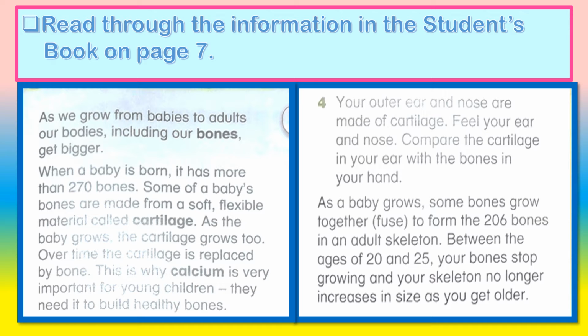As a baby grows, some bones grow together or fuse to form the 206 bones in an adult skeleton. Between the ages of 20 and 25, your bones stop growing and your skeleton no longer increases in size as you get older.